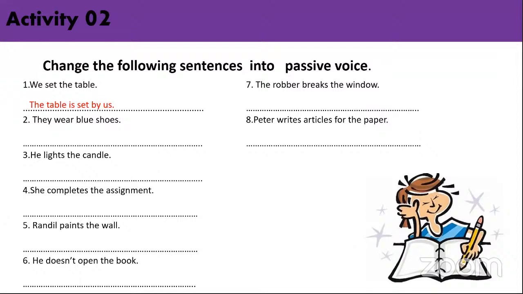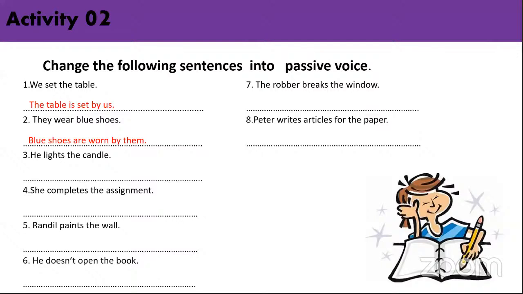Okay, let's move on to the next one. They wear blue shoes. Then what is the new subject here? Blue shoes. Blue shoes, plural. Then you have to use are, wear. What is the past participle of wear? Worn by them.